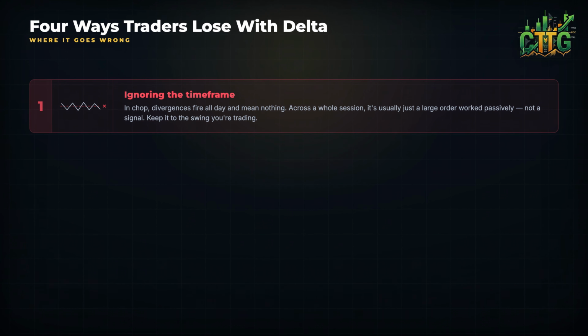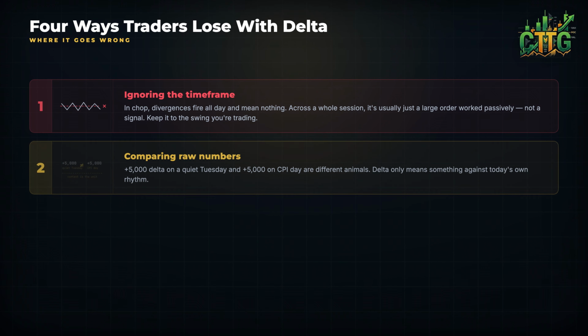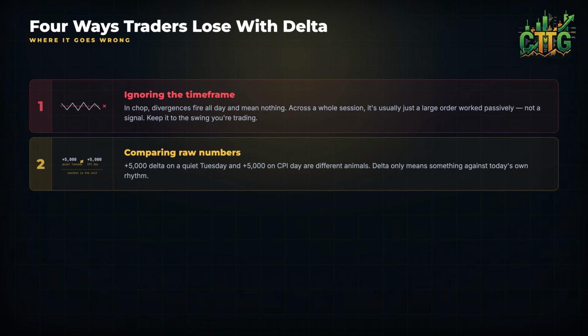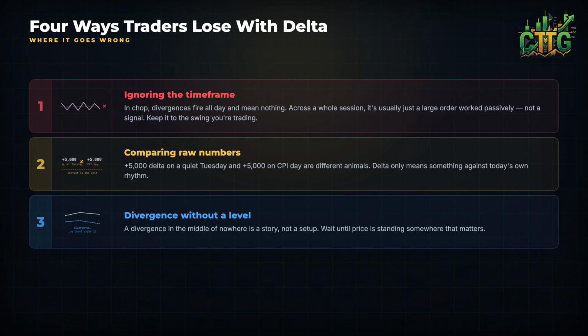2. Comparing raw numbers across days. Plus 5,000 delta on a quiet Tuesday and plus 5,000 on CPI day are different animals. Delta only means something against today's own rhythm. 3. Trading a divergence in the middle of nowhere. Without a level under it, a divergence is a story, not a setup. Wait until price is standing somewhere that matters.